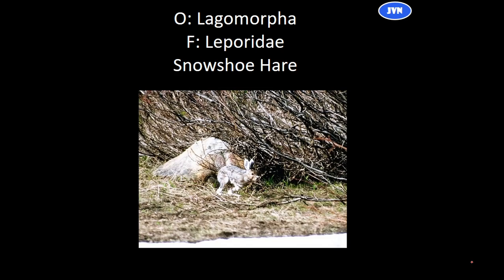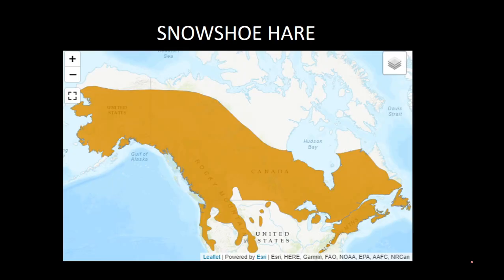So we're still in the family Leporidae, but this time we're going to talk about the snowshoe hare rather than the eastern cottontail. This is a picture that I took of a snowshoe hare in Utah. This might have been the very first one that I ever saw in the wild. So let's have a look at the range map for the snowshoe hare.